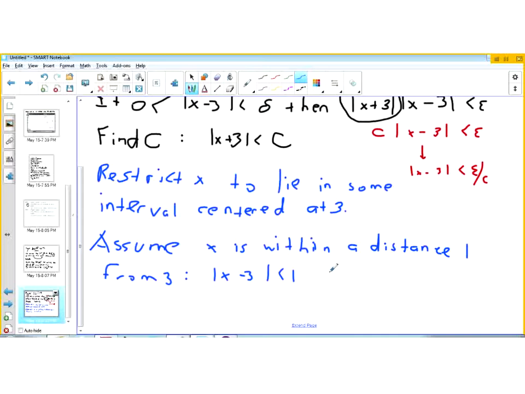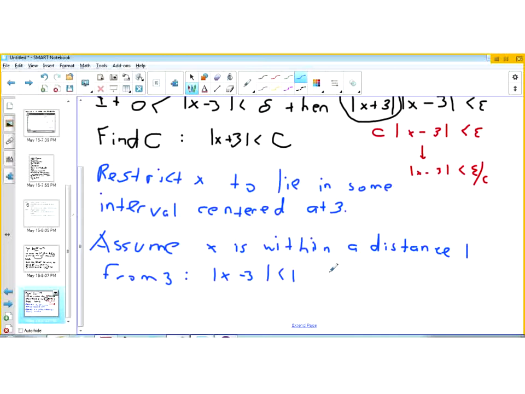But there's a potential problem with this. Will this choice for delta work for all the choices for epsilon? Well, it could be the case that the choices of epsilon produce a choice of delta that's, say, greater than 1. And if that's the case, we're good, because we always choose the smaller of the 2 deltas, as we've shown in the previous examples.